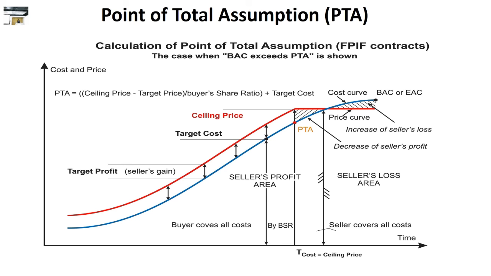At PTA, a fixed price incentive fee contract becomes a firm fixed price contract. PTA can be more than ceiling price. At or above PTA, buyer pays the ceiling price. At or above PTA, the contract price is fixed and is equal to the ceiling price.